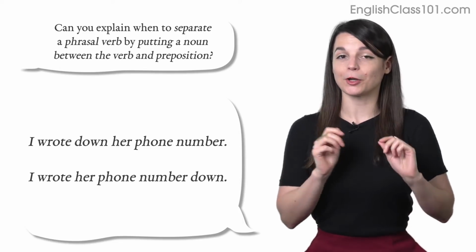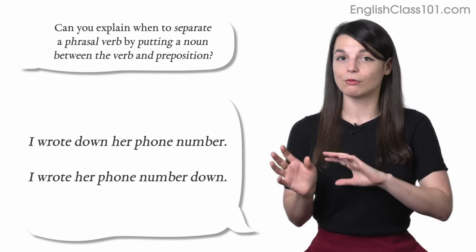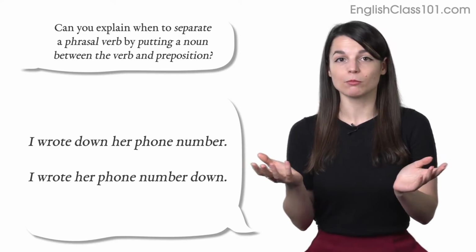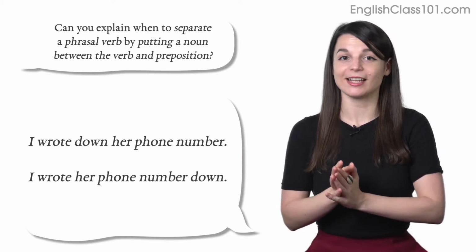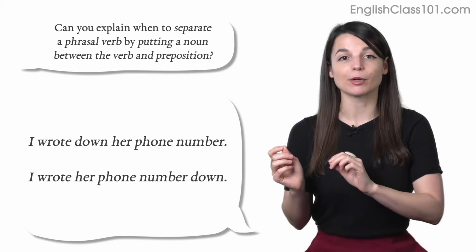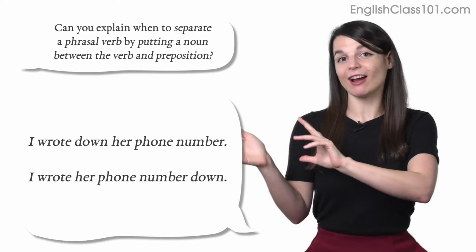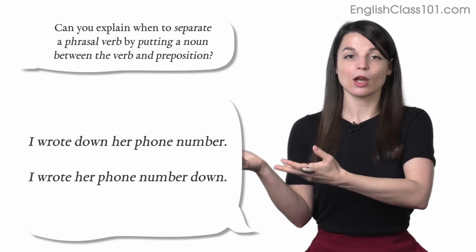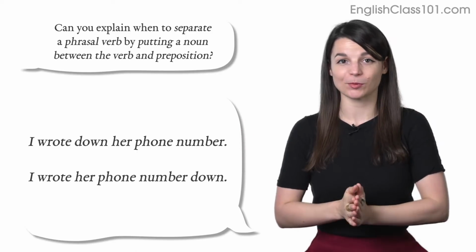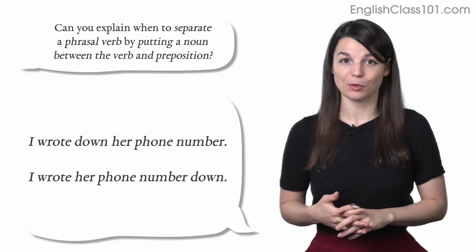I wrote down her phone number. I wrote her phone number down. This is an example of a phrasal verb, write down or wrote down in past tense, that can be split. The direct object here is her phone number. We can put her phone number after wrote down in the past tense, or we can put it between wrote and down. This is one that we can split.